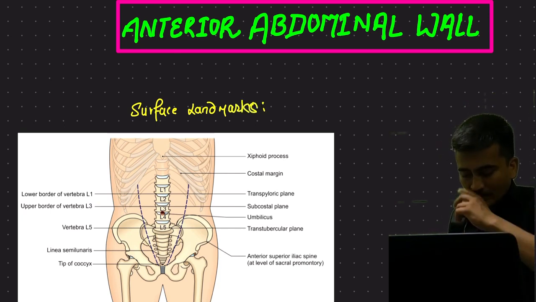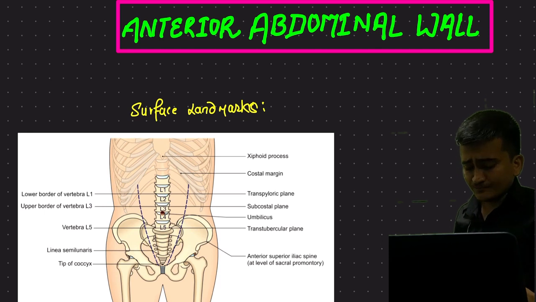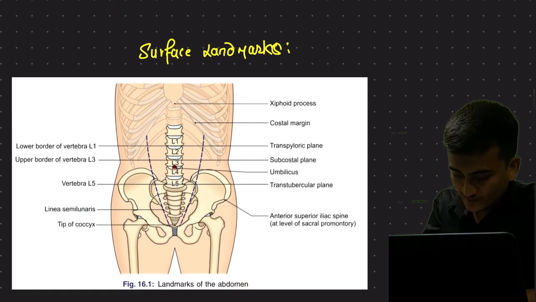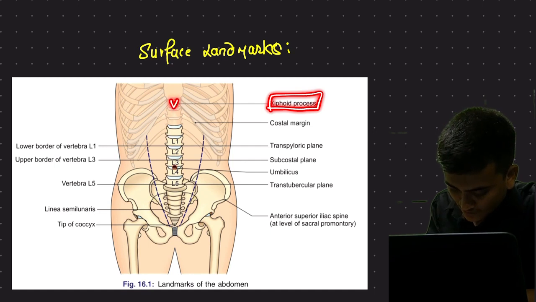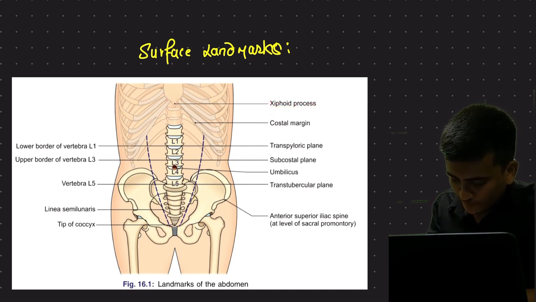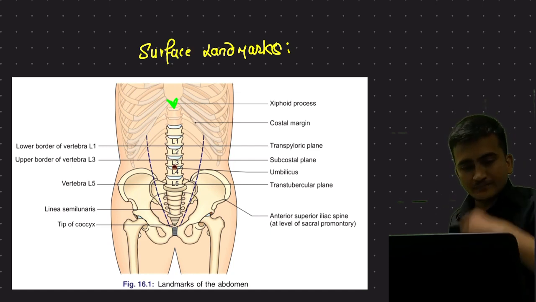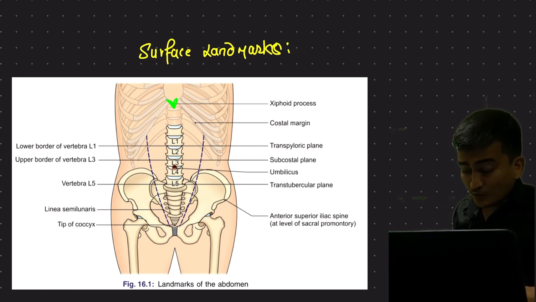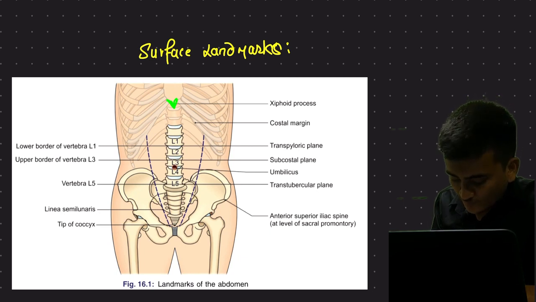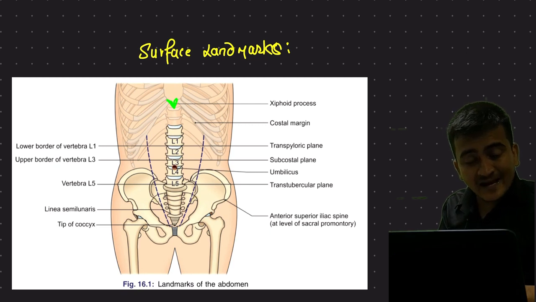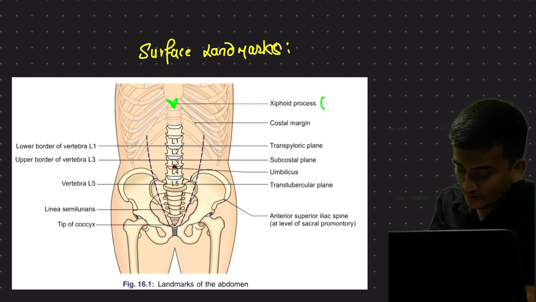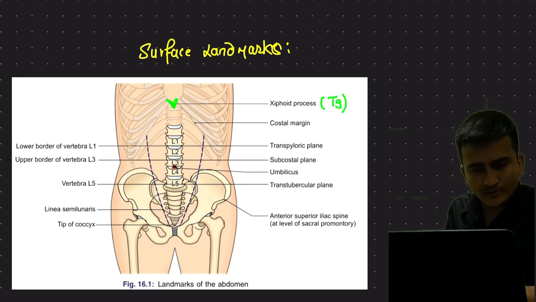On the surface landmarks, the anterior abdominal wall will begin or extend from what? From the xiphoid process. As you can see right here, this structure, the xiphoid process. Now what is the location of the xiphoid process? Its location is at the 9th thoracic vertebra, that means at the position of T9, right?